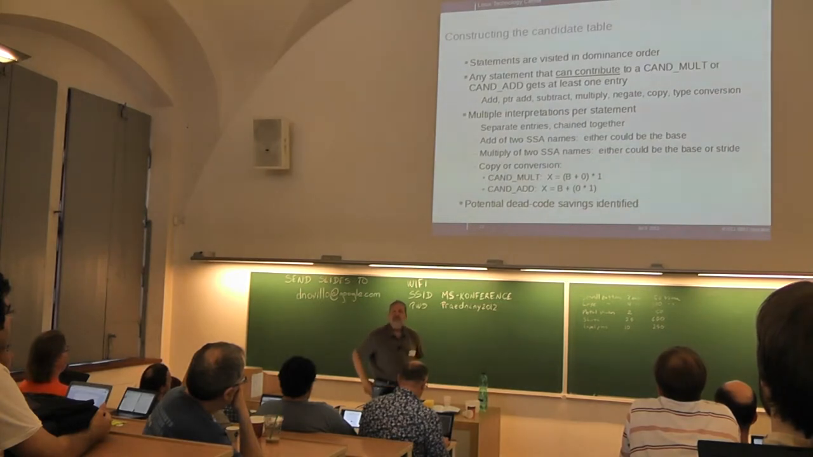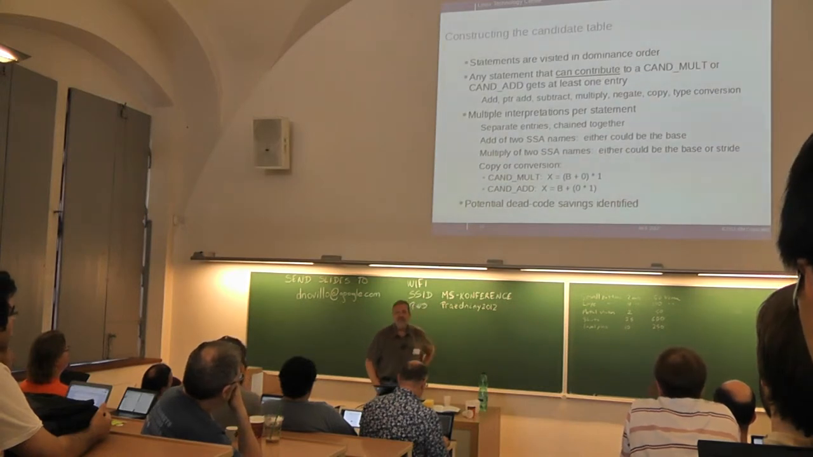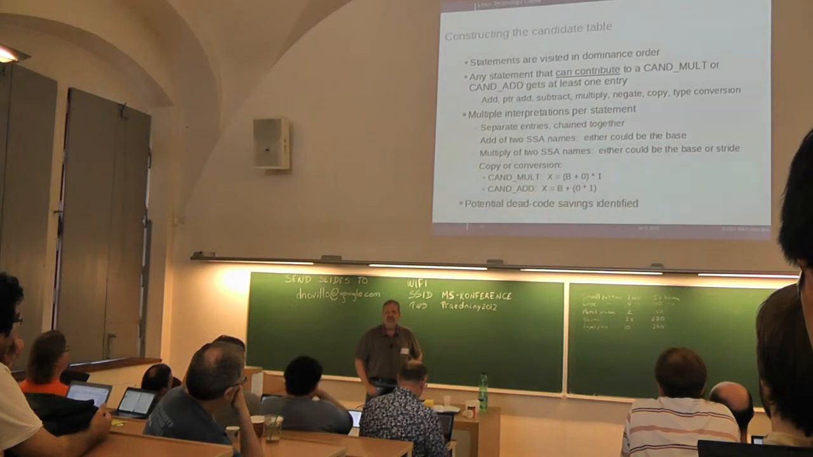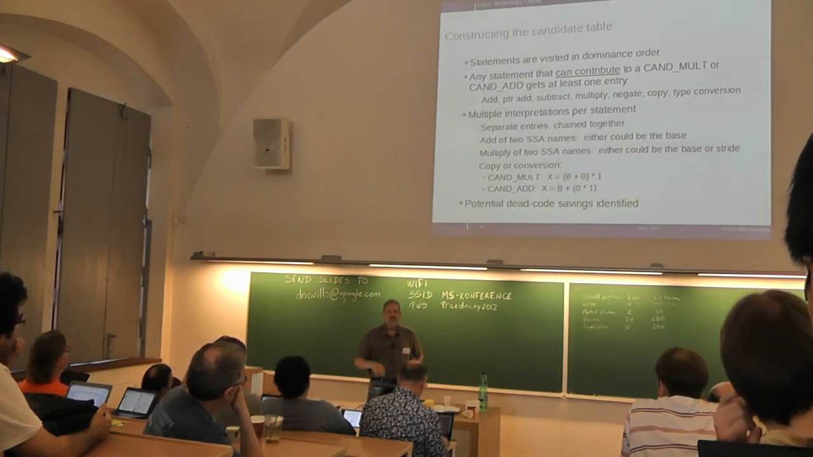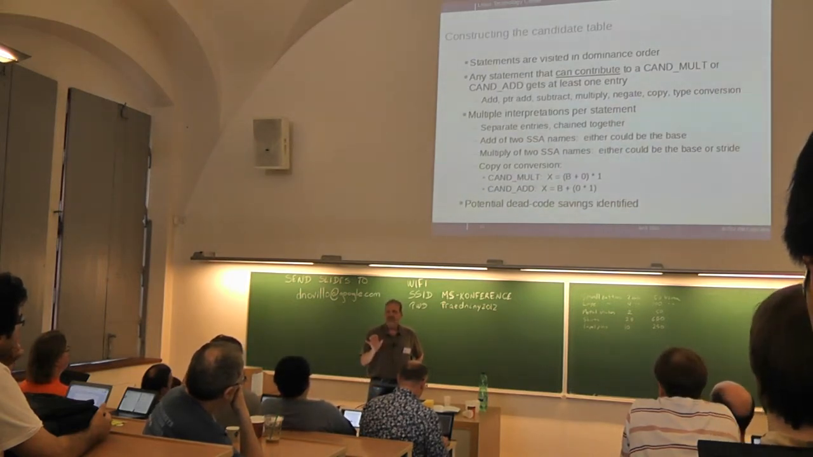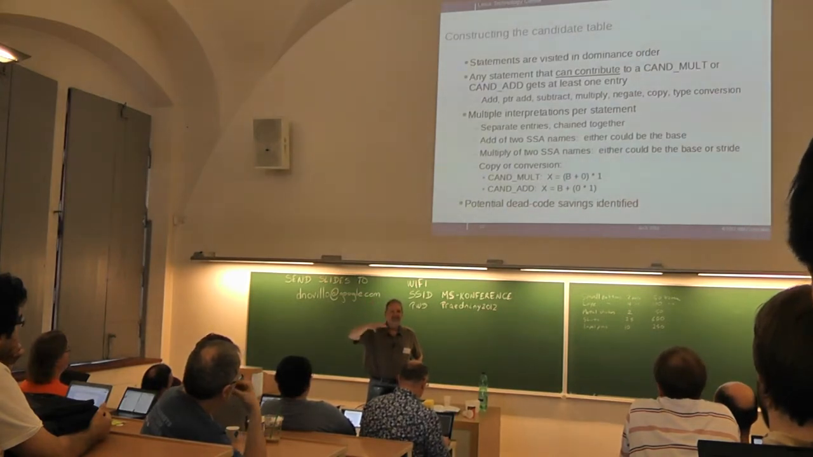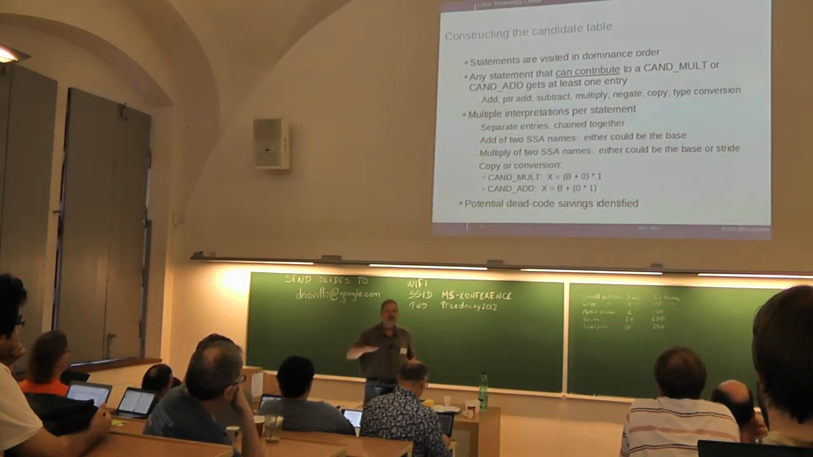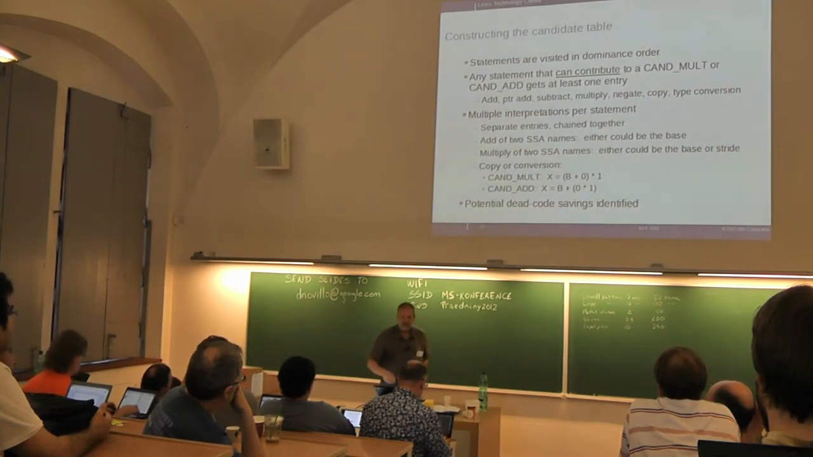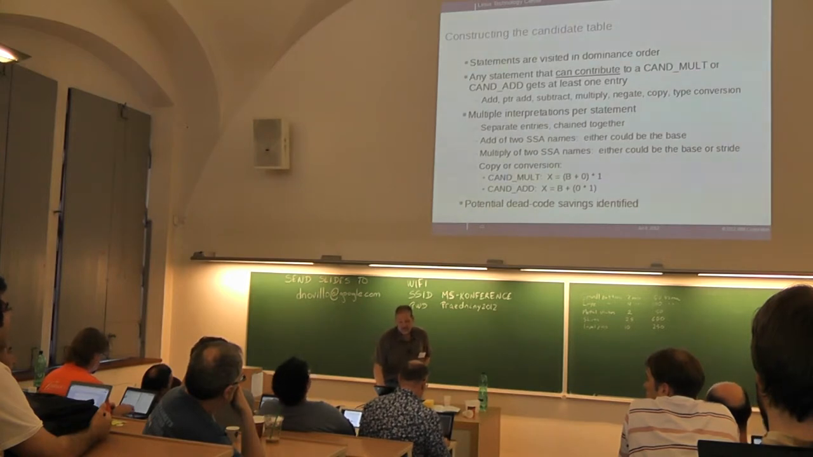The last bullet there is kind of important. One of the things that we do while we're going forward is identifying potential dead code savings. When you run into an instruction, you would say, well, what if I was able to get rid of this at some point? And so you're accruing how many previous instructions fed into it that would go dead as well if you managed to get rid of that. So the whole cost model is invoked at that point to keep track of what your possible savings are. This allows us to do everything in one pass without going back to gather more information.